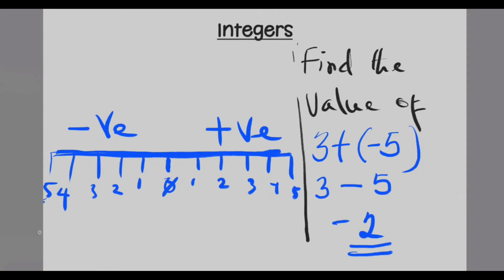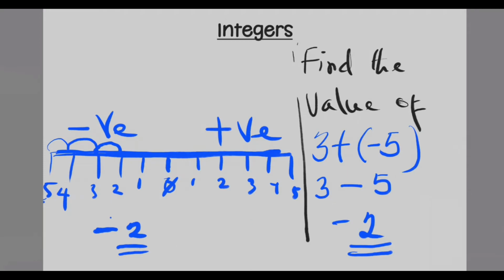So 3 minus 5 means you move to the left by 3. If you move to the left by 3, you count from minus 5: 1, 2, 3. And that gives you minus 2. So your answer is minus 2. 3 minus 5 means take minus 5 and then move to the left by 3. And that will give minus 2.